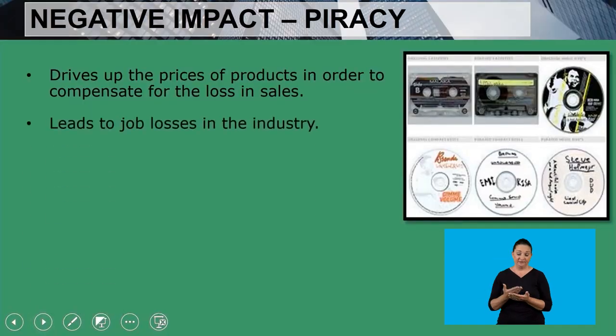It leads to job losses in the industry. So imagine if all of us were going to copy and reproduce music, videos or movies. What's going to happen? It simply means that people who are working in those shops that sell music and DVDs are not going to make money. And if the business is not making money, the business will be forced to retrench employees. So they will end up losing their jobs because of the piracy that's happening.